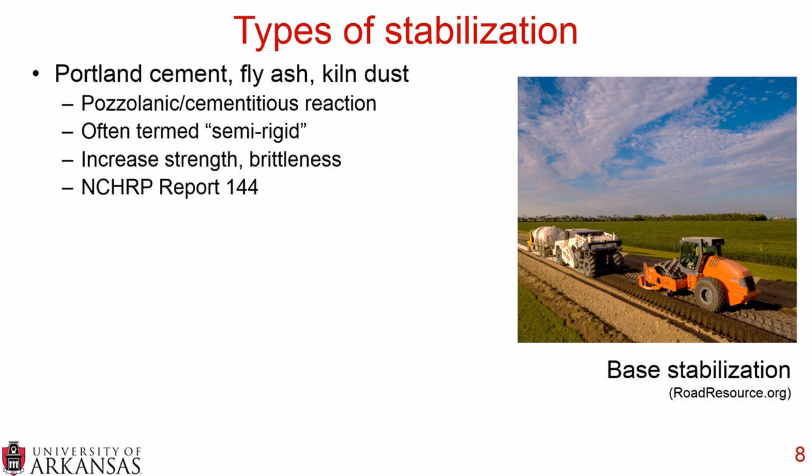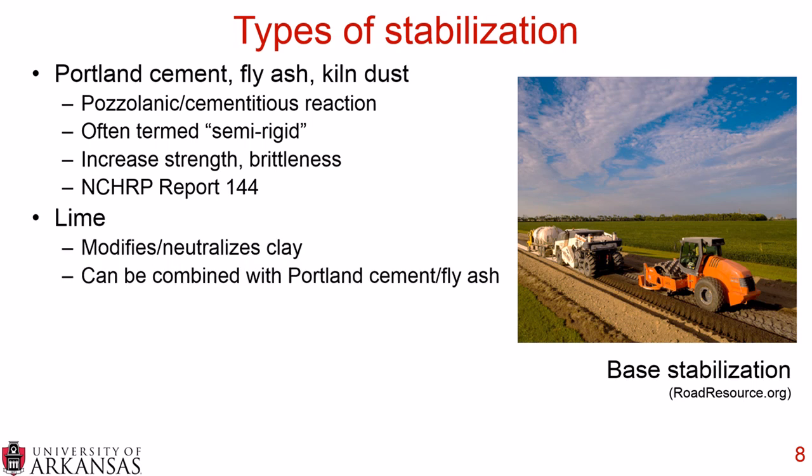So I ask you to turn to NCHRP report 144. If you just Google that report number, it's a very nice report talking about Portland cement, fly ash, and kiln dust stabilization. And it also has some information on lime stabilization. Because lime stabilization, the primary reason we use lime is it modifies and neutralizes the clay in the existing soil.